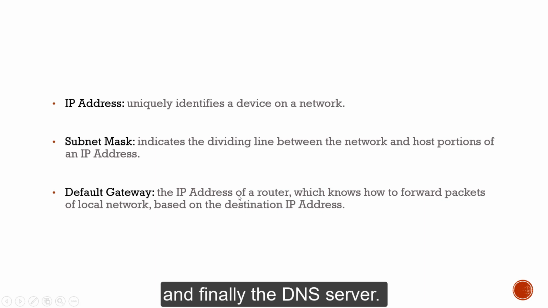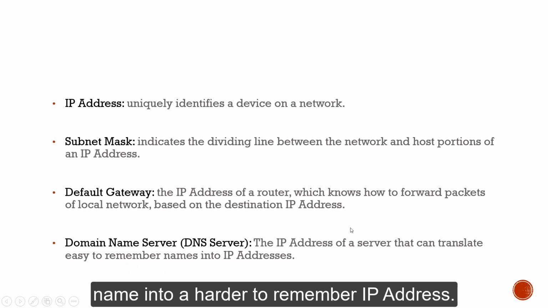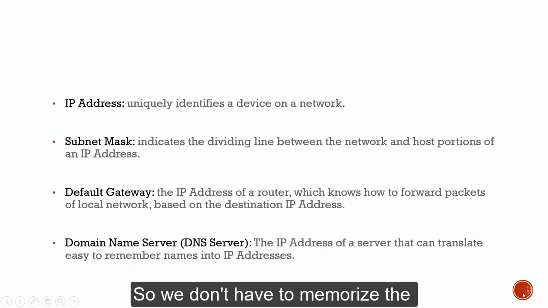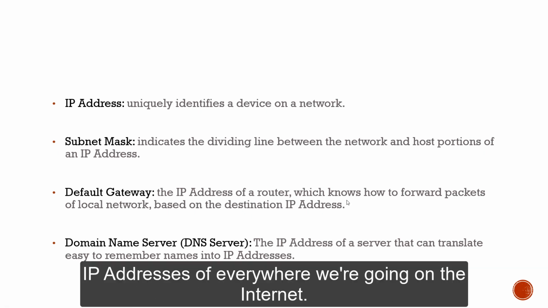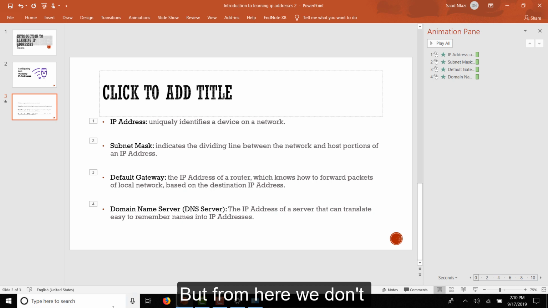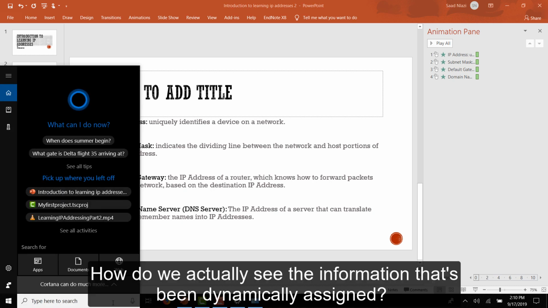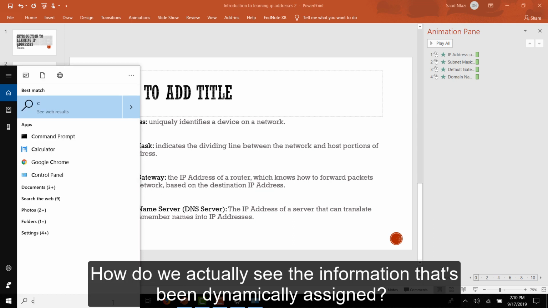And finally, the DNS server. That's a server that can translate an easy to remember name into a harder to remember IP address, so we don't have to memorize the IP addresses of everywhere we're going on the internet. But from here we don't see what those IP addresses are. How do we actually see the information that's been dynamically assigned?